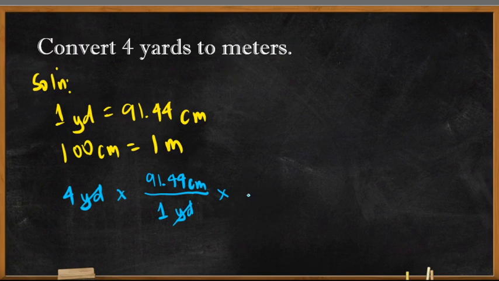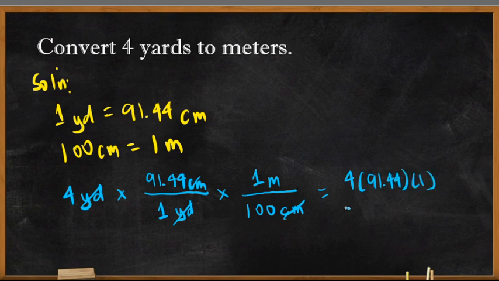So what we're going to do is put the centimeter on the denominator so that we could cancel out these two units. Then we just write the 100 from this one, then the 1 meter. Cancel out. We are now left with meters. So we have here 4 times 91.44 times 1 all over the numbers which are below, 1 times 100. Then the left unit will be meters.